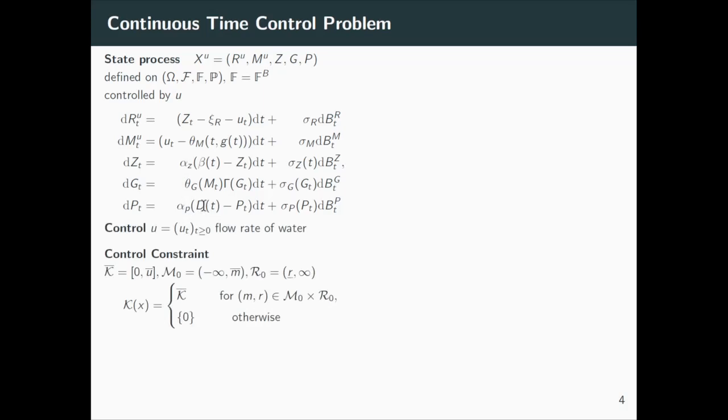The control process U is the flow rate of water from the reservoir to the command area. Water can only be supplied if the reservoir is above the minimum and the soil moisture is below the maximum, and it takes values from K curly bar. The admissible control curly AC is the set of all control processes that are adapted to the filtration, satisfying the control constraint with the decision rule U tilde, which defines the Markov control for t belonging to the interval 0 and the terminal time T.